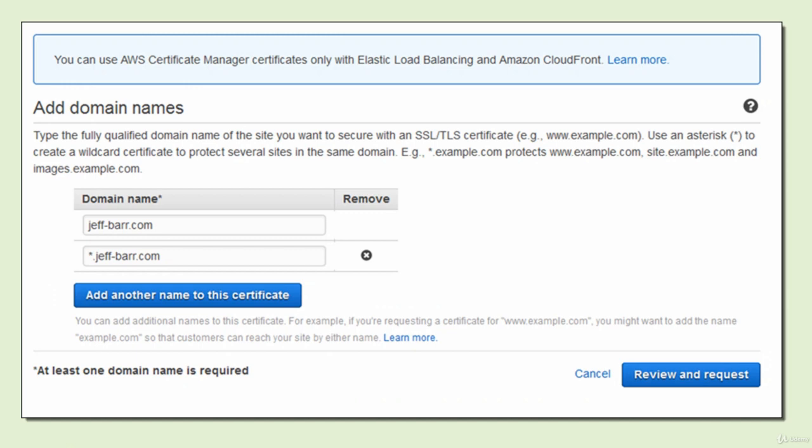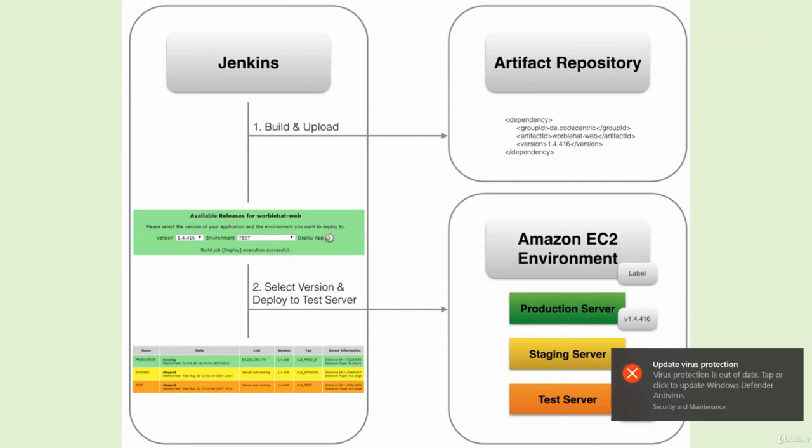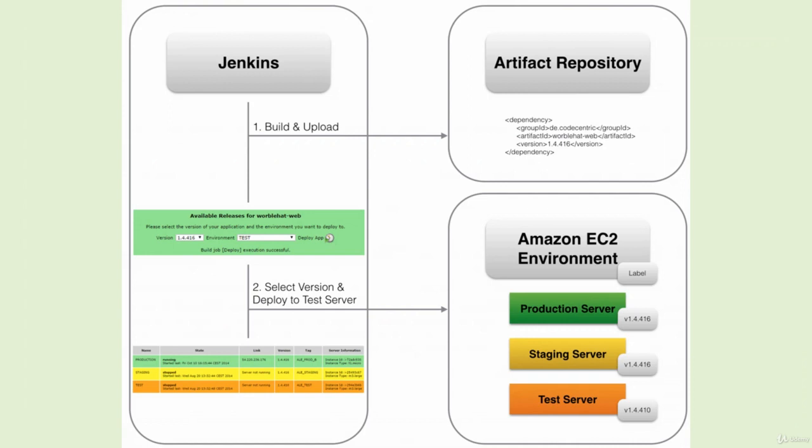You can get AWS Certificate Manager certificates with Elastic Beanstalk. You can add different domain names for review on the SSL and TLS certificates. Jenkins or artifact repositories to build and upload on the sections. You have the artifact repository, the EC2 environment. You can build and upload the Jenkins with the artifact using simple XML type syntax. Then you have the EC2, the production server, staging and test server that you could select a version and deploy on the test servers.